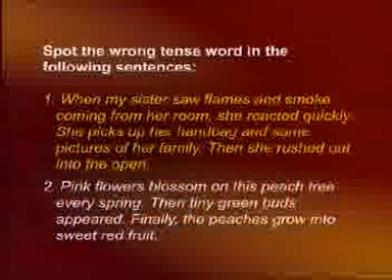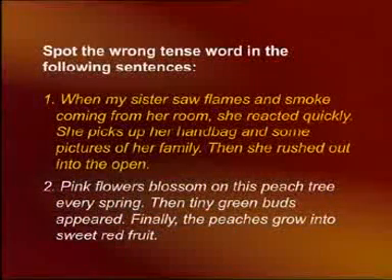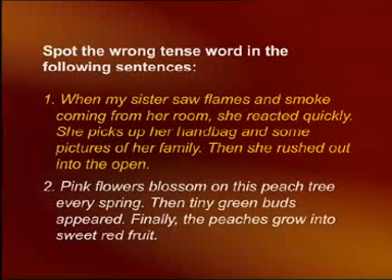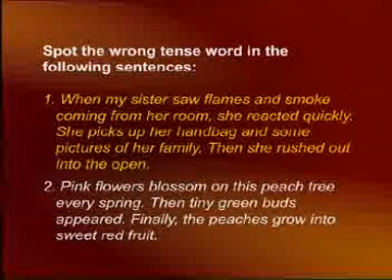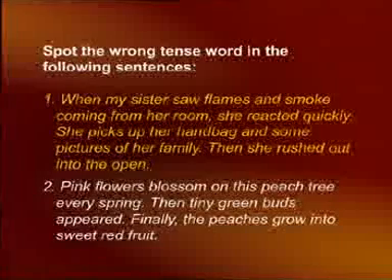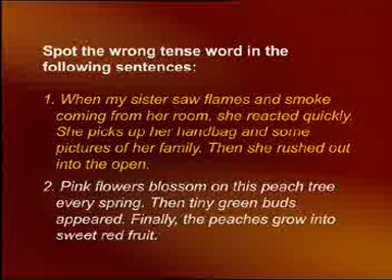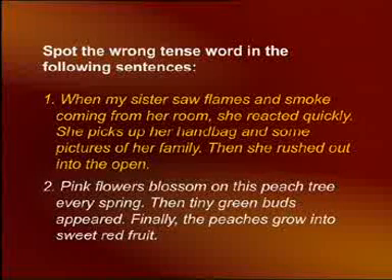Example number 2. Pink flowers blossom on this peach tree every spring. Then tiny green buds appeared. Finally, the peaches grow into sweet red fruit.